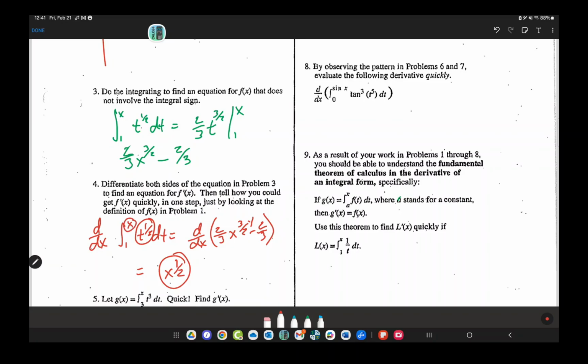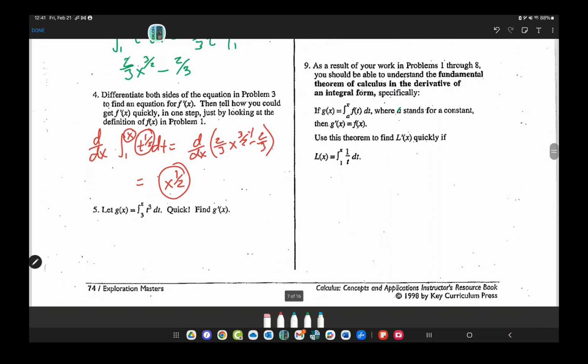So if I take the derivative of an integral where one of my bounds, my upper bound specifically, is a variable, does that mean I'm just going to swap the variable out? Yeah, pretty much. So we can do this pretty quickly. What is g prime? If g is equal to the integral of 3 to x of t cubed, what's g prime of x? x cubed. It doesn't matter what the lower bound is.